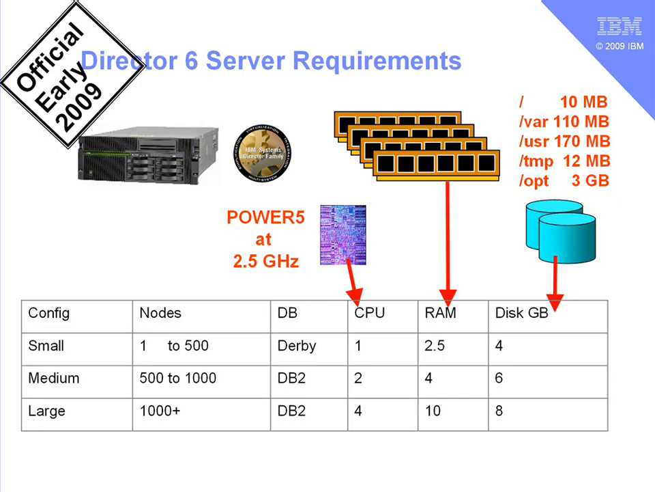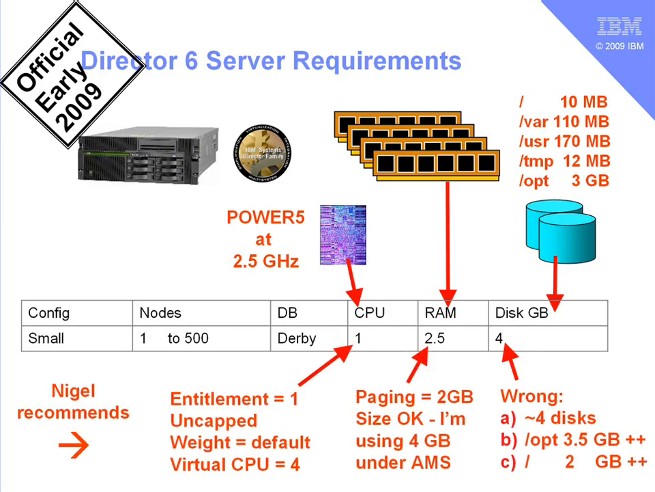But I have got a few comments about these prerequisites here. So these are my recommendations. You can take them if you want to. But these should avoid a couple of problems that I've hit, and to be quite frank, I've wasted a lot of time having failures to install Director6. First of all, it says one CPU.